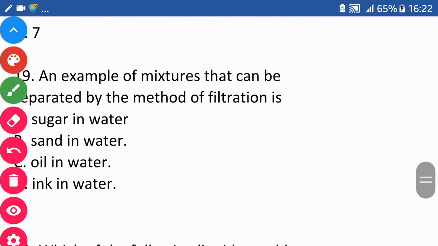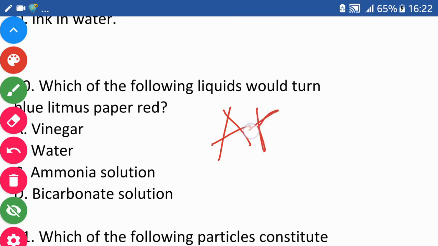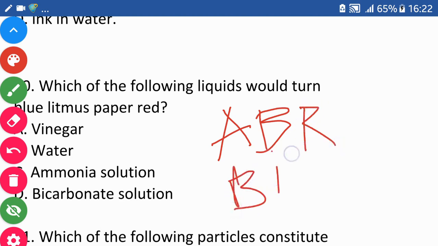An example of mixtures that can be separated by the method of filtration is sand in water. Answer is B. 20. Which of the following liquids would turn blue litmus paper red? Acid turns blue litmus paper red. Base turns red litmus paper blue. So acid turns blue litmus paper red.